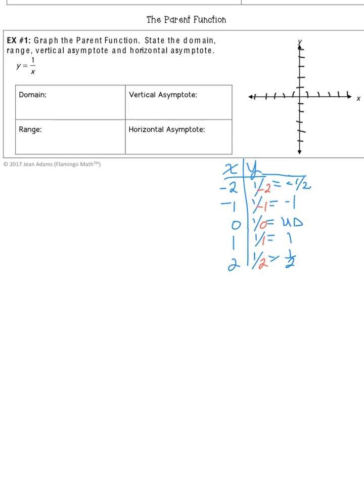So if I plot the point -2, -1/2, I'm going to be right here. And then -1, -1, right here. And then I can't plot an x value of 0, so 1, 1, and then 2, 1/2. I could choose some additional values to plot, but I'm not going to.